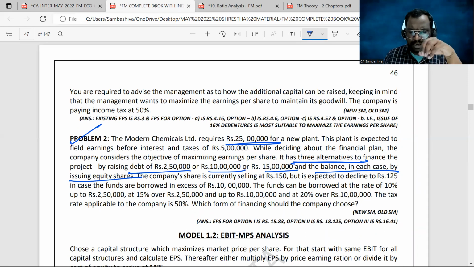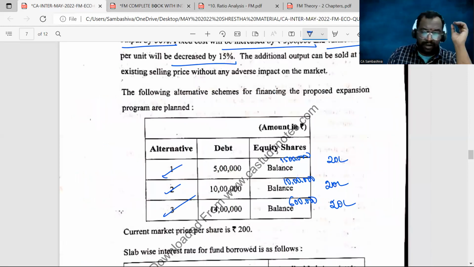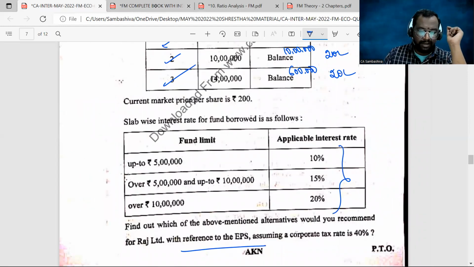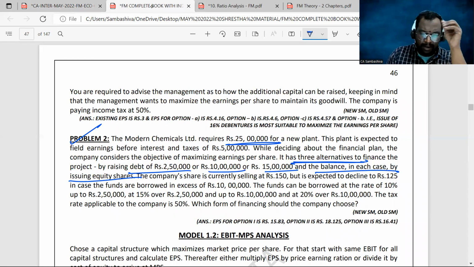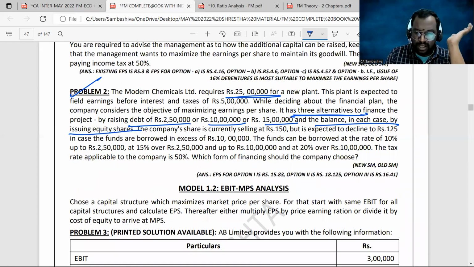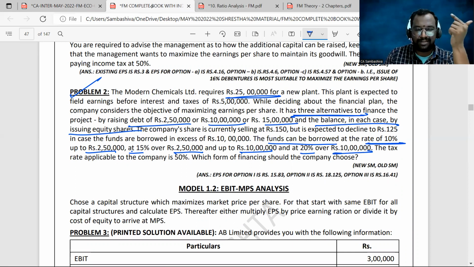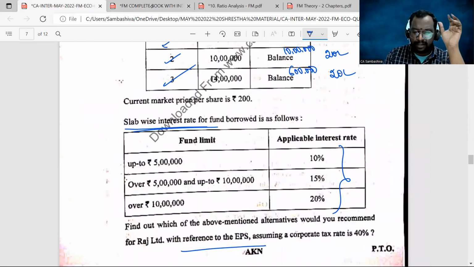Okay, now. So the same problem. And even the rate of interest also you can see. Slab rate wise interest rate on borrowed funds is as follows. The funds can be borrowed at the rate of 10% up to 2,50,000, at 15% over 2,50,000 but up to 10 lakhs, at 20% over 10 lakhs. So same model now. 10%, 15%, 20%.